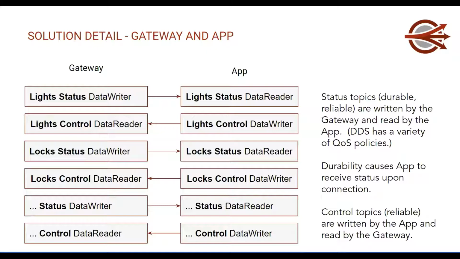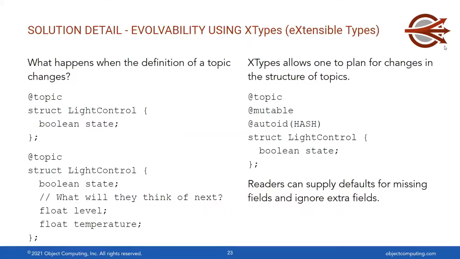We don't want necessarily the last setting written to always be communicated to the gateway. If two users, one wants the lock locked and the other one doesn't, and they're connecting and disconnecting, that would be obviously chaotic. So these different QoS policies allow you to customize and control that. And this is the basic structure that you would have for structuring your gateway and your application. Okay, let's move on to the next slide.